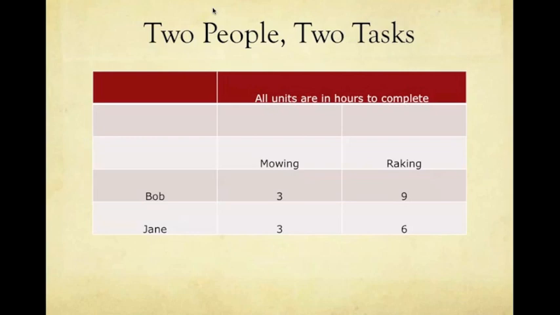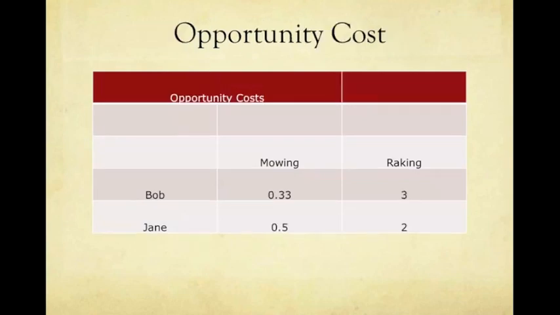So what we have here is two people and two tasks, Bob and Jane, mowing and raking. The numbers you see here are the number of hours it takes each of these individuals to complete these tasks. So it takes Bob 3 hours to mow a single lawn and 9 hours to rake a single lawn. Jane takes 3 hours to mow the lawn as well, but only takes 6 hours to rake a lawn. So they're slightly different individuals.